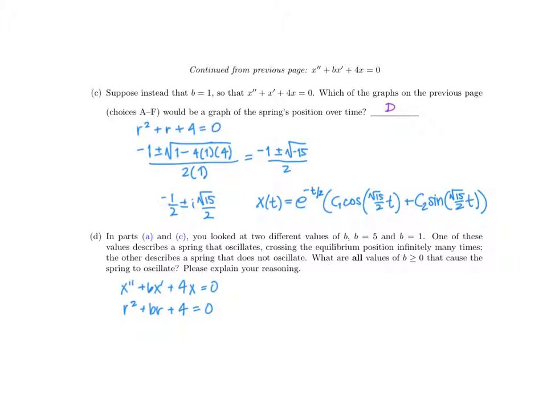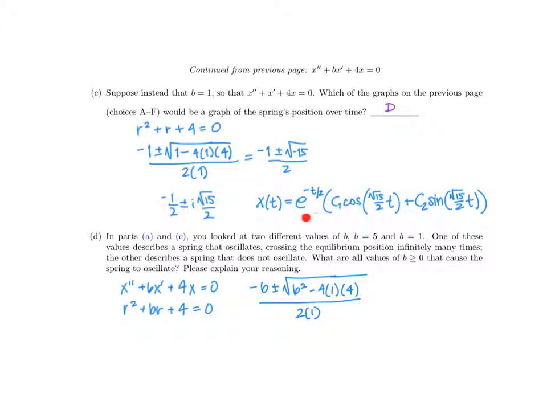So it says, what are all the values of B that cause the spring to oscillate? Well, what ends up happening is we have negative B plus or minus the square root of B squared minus 4. A is always 1, C is always 4 here, all over 2 times A. Now, we don't care about this part out here, right?